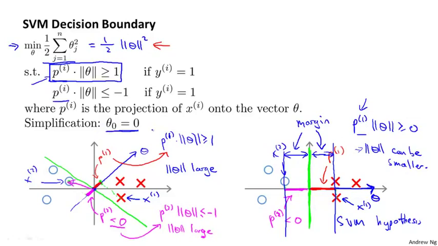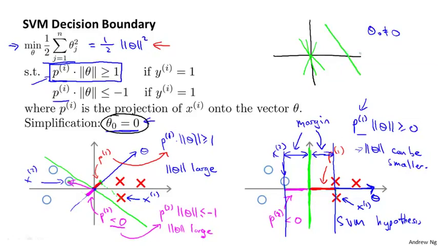Finally, we did this whole derivation using this simplification that the parameter theta 0 must be equal to 0. The effect of that, as I mentioned briefly, is that if theta 0 is equal to 0, it means we're entertaining only decision boundaries that pass through the origin, like that. If you allow theta 0 to be non-zero, then you entertain decision boundaries that do not pass through the origin, like that one that I just drew.